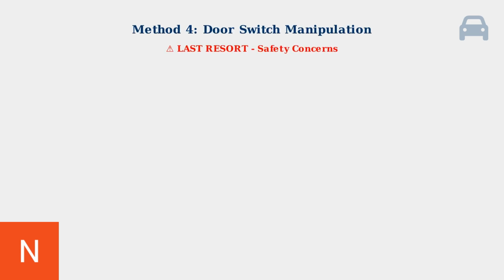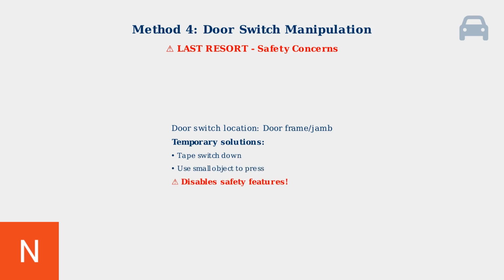As a last resort, you can manipulate the door switch, but this should be done cautiously due to safety implications. The door switch is usually located in the door frame. You can temporarily tape it down or use a small object to keep it pressed. But remember, this disables important safety features.